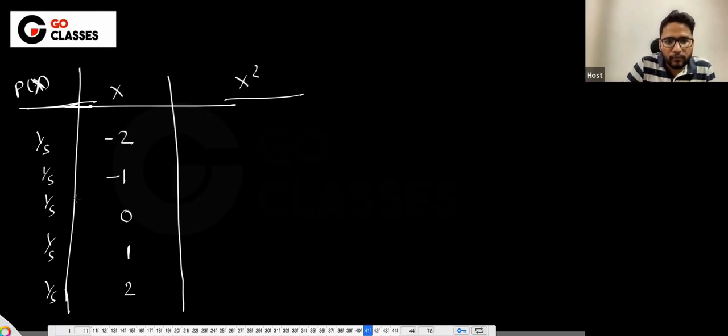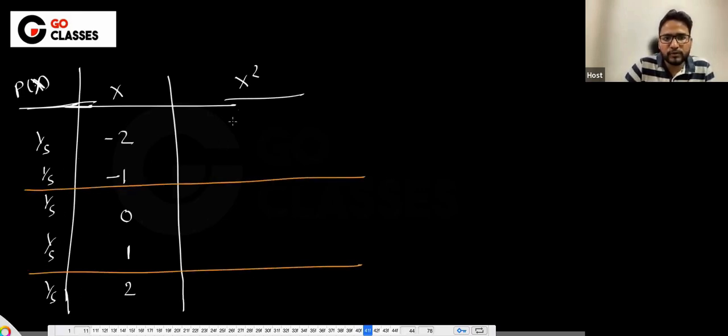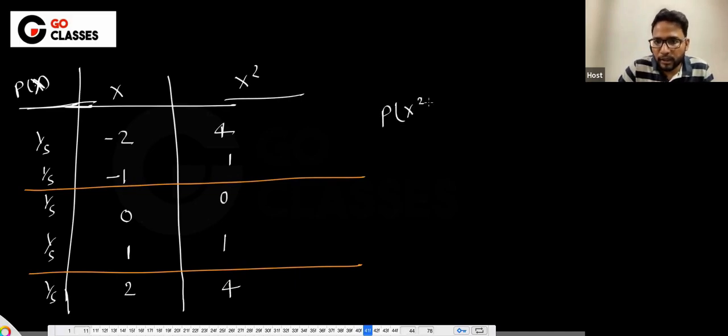What are the possible values of x square? The possible values will be 4, 1, 0, 1, 4. Okay. Now, can anyone tell me what is the probability of x square being 4?